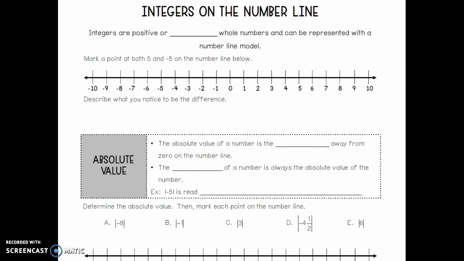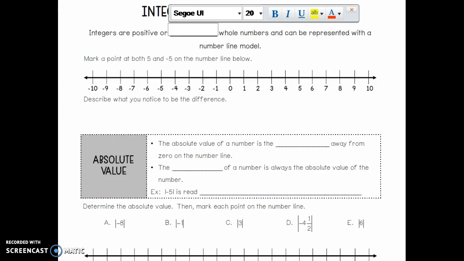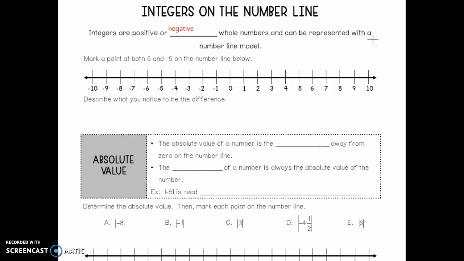Integers on the number line. Integers are positive or, what do you think? Yeah, they're negative. I'm going to type it in so you can see better because the writing on this is pretty horrible. And I think I'll change it to red. They're either positive or negative. You already know this. And they are positive or negative whole numbers.